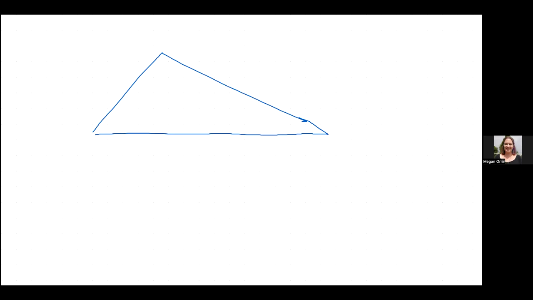Now, anytime you see a triangle labeled, it's going to look like this. Capital letters are for angles and small letters are for sides. So C is always opposite C. A is always opposite A. B is always opposite B. So when we label a triangle, we use A, B, C, and we're always saying capital letters for angles, lowercase letters for sides.